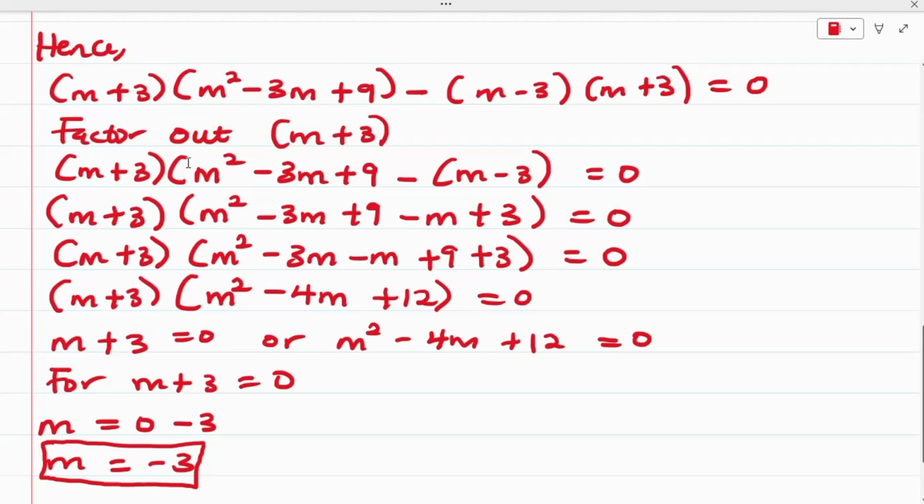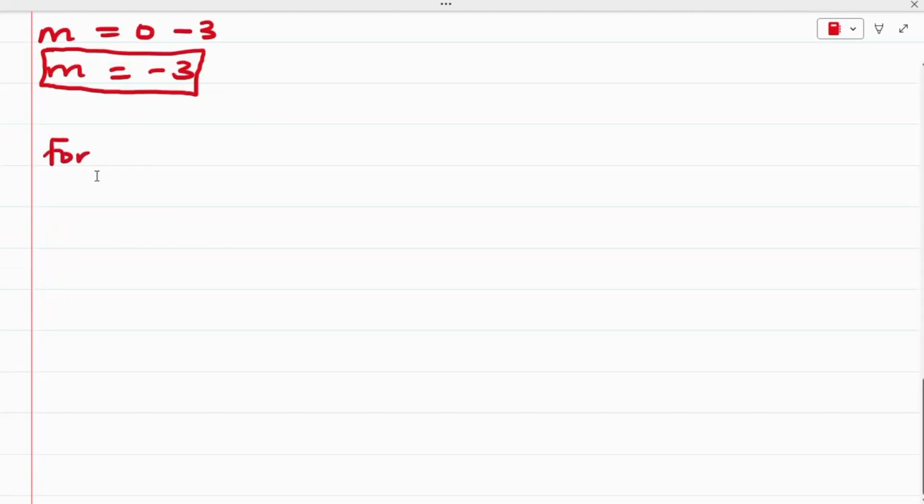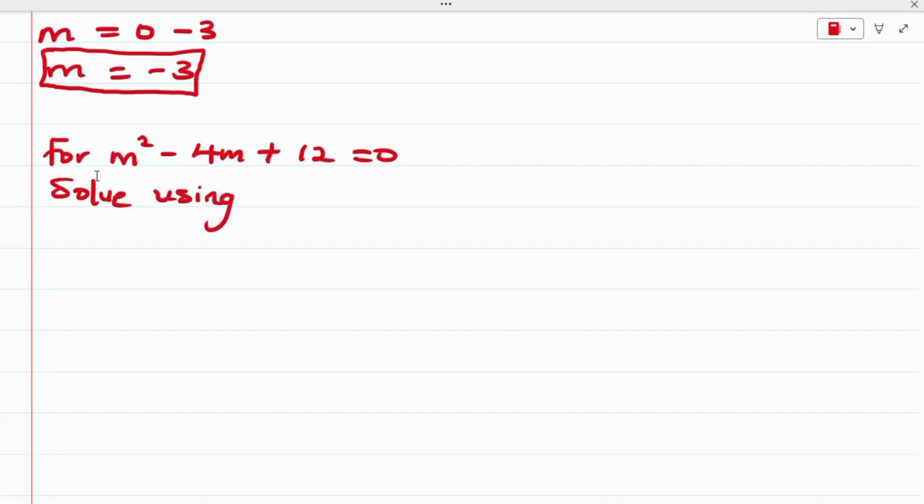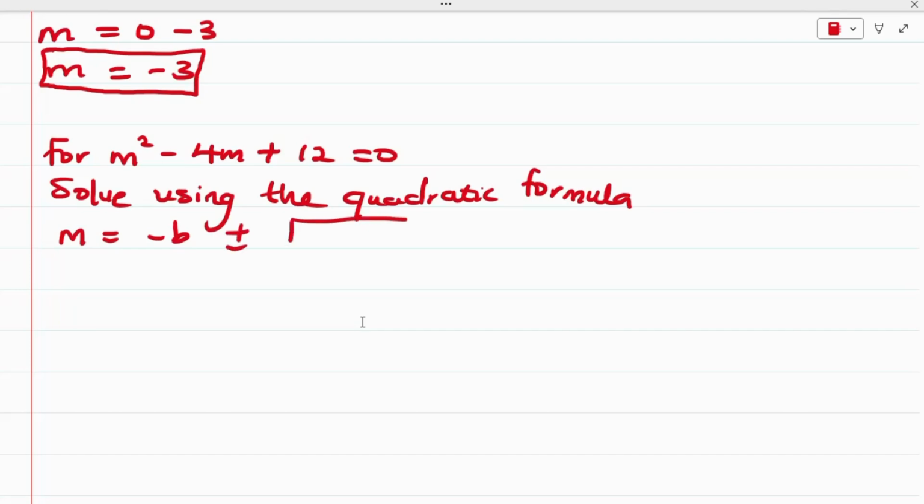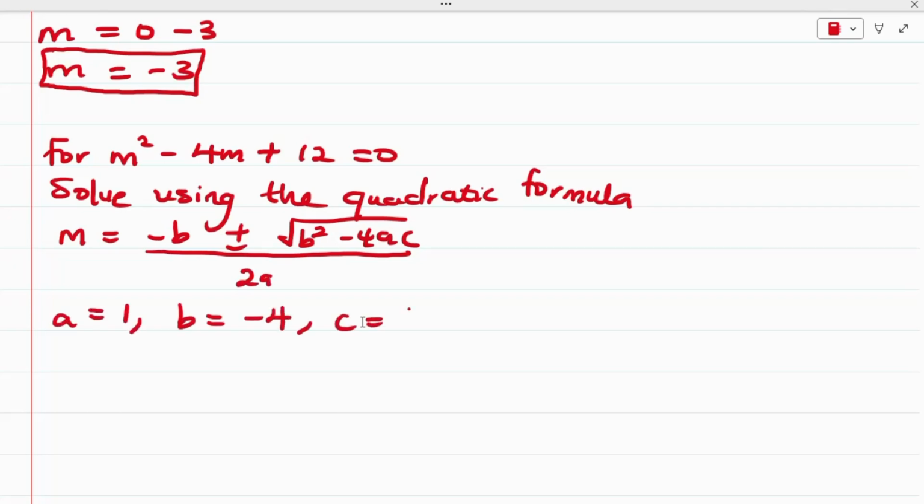Next, let's solve for m squared minus 4m plus 12 equals 0. For m squared minus 4m plus 12 equals 0, we are going to solve using the quadratic formula. The quadratic formula states that m is equal to minus b plus or minus the square root of b squared minus 4ac, all over 2a, whereby a is equal to 1, b is equal to minus 4, and c is equal to 12.